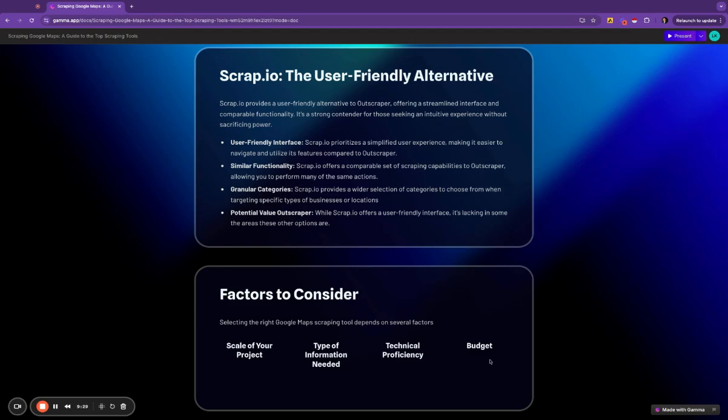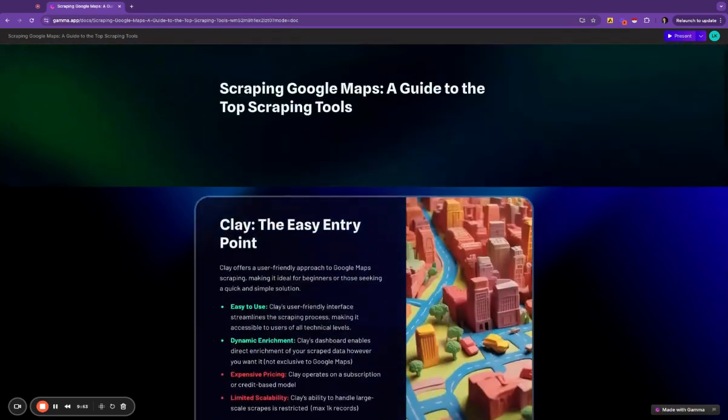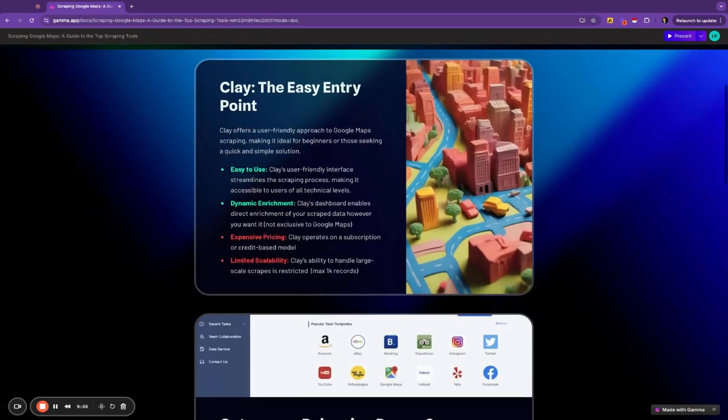And then consider the budget too. So you can run Octoparse for free. Outscraper is probably going to be the most economical. And then Clay and Scrap.io are worthwhile if you're just needing something simple and a bit easier to learn. But yeah, that's all you need to know for the main scrapers out there if you want to scrape Google Maps data.